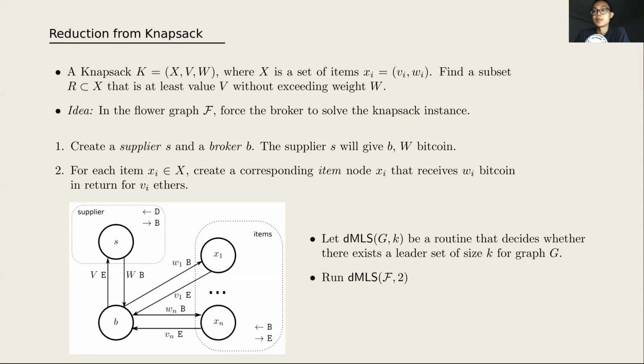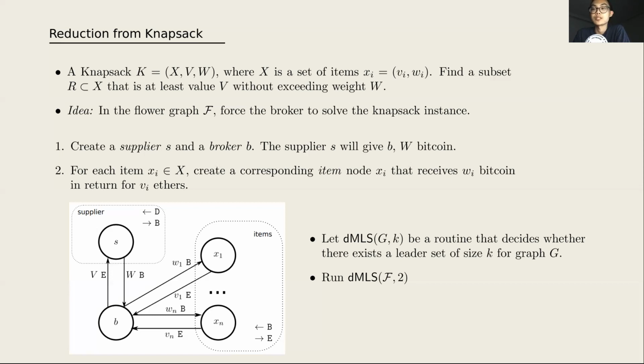Then we can just run DMLS on our flower graph F and 2 to decide whether the knapsack problem is satisfiable or not. And why this works is because, first of all, B is necessarily a leader, because if B isn't a leader, then all other nodes must be a leader. Then for the second node, it can't be any of the item nodes, because if a single item node were sufficient, then it would imply that that item node by itself exceeds or at least meets the value V in the knapsack problem, which would make that knapsack instance trivial. So for any non-trivial knapsack instance, the leader set would have to be S and B.